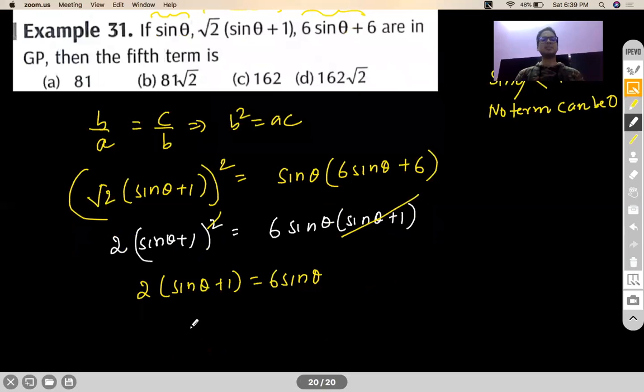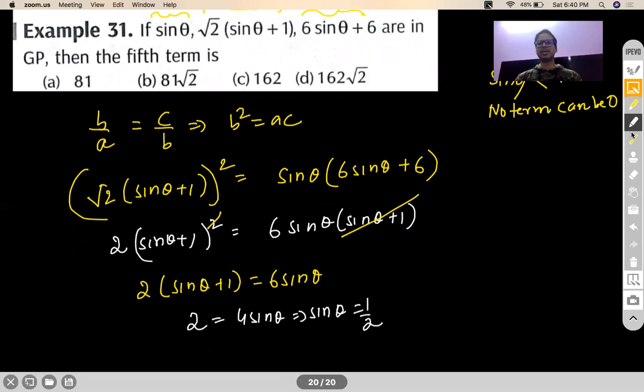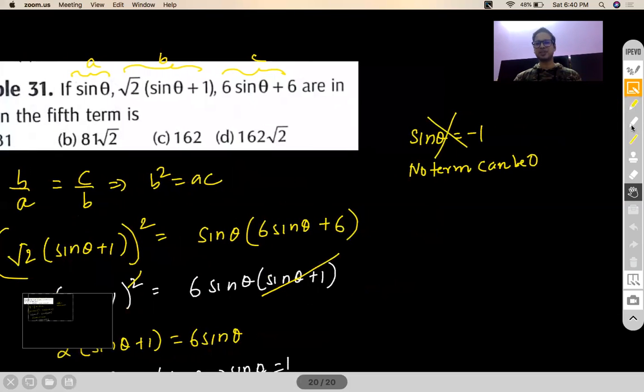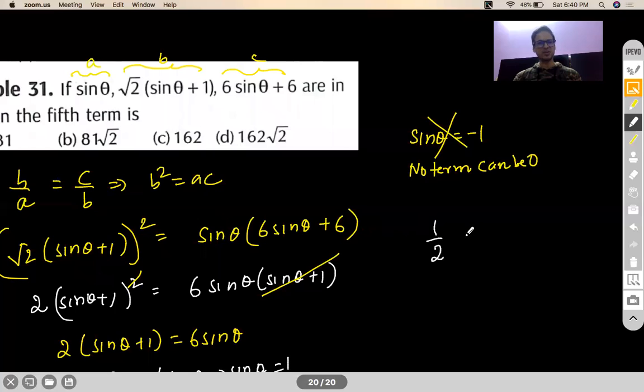Okay. That means 2 is equal to 4 sine theta. That means sine theta is equal to half. Okay. If you put it over here, your terms will be like half. Okay. Next term will be 3 by 2 root 2. Okay. And the next term will be, I think, 9, isn't it? So what is the common ratio here? The common ratio is 3 root 2.